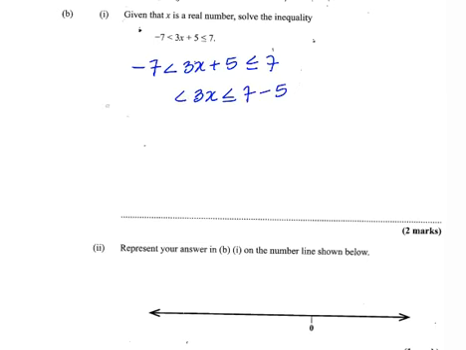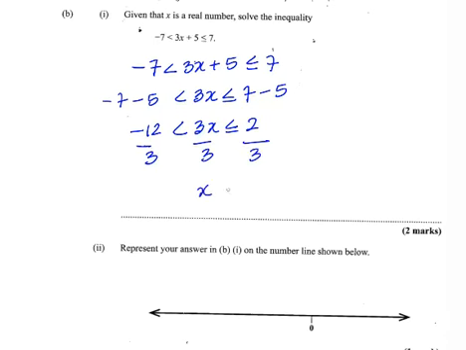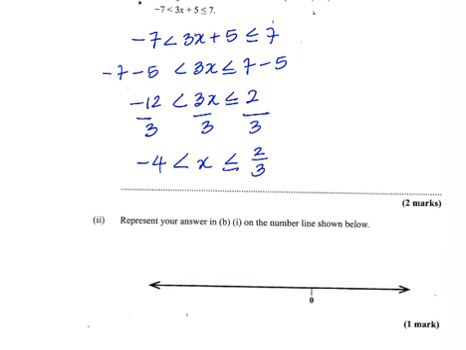Over there I have minus 7 minus 5. Alright, so positive 5 goes over and becomes negative. So now I have 3x is less than or equal to 2 but greater than minus 12. So the next thing I'm going to do is divide the entire inequality by 3. So now I have x is less than or equal to 2 over 3 but greater than minus 4. Alright, so I just solved the inequality. Alright, next now, what am I asked to do next?